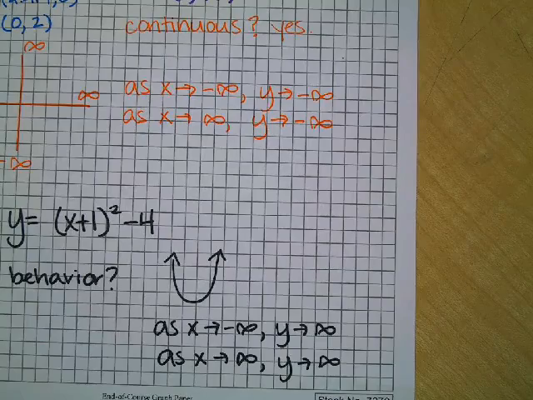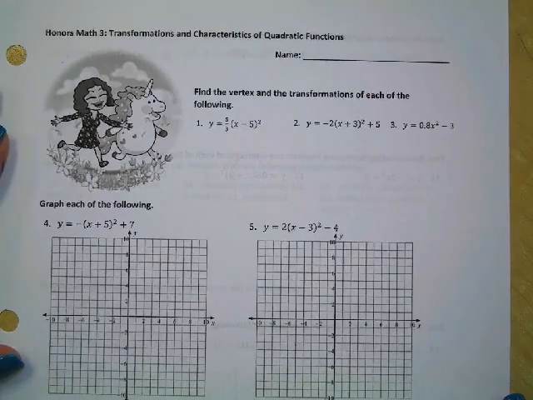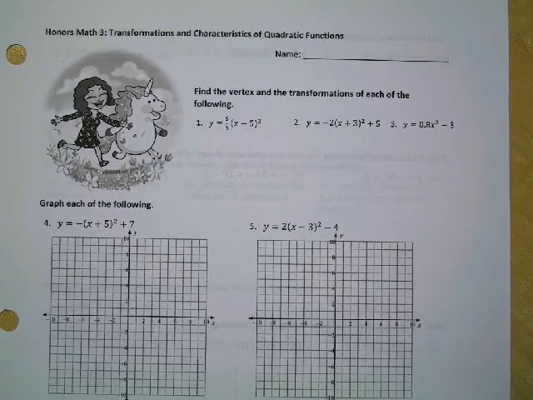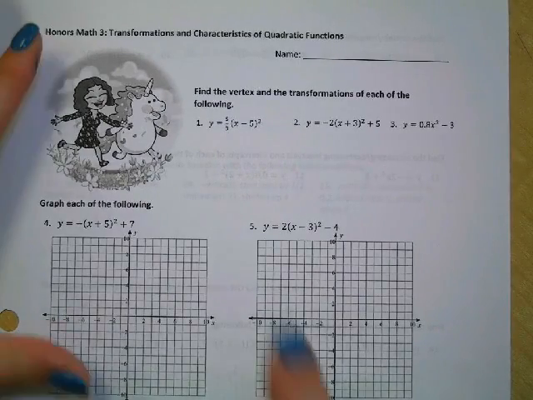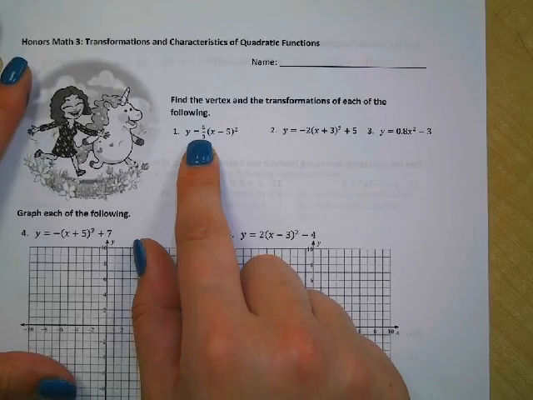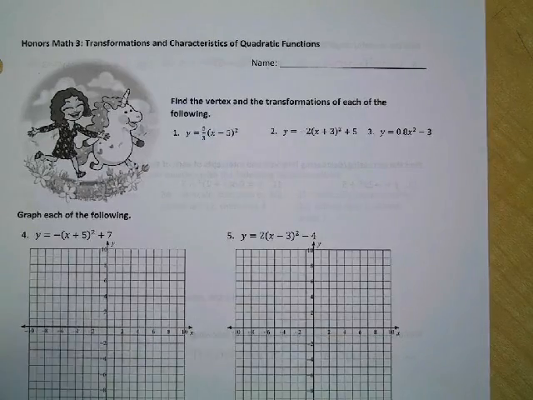All right, go ahead and switch over to that packet that's in front of you. So the packet is just having you practice all these different things that we know how to do, but in the context of quadratics instead of the context of absolute values. This is going to feel very similar. So number one, they're asking you to find the vertex and the transformations. So what should I write for number one?